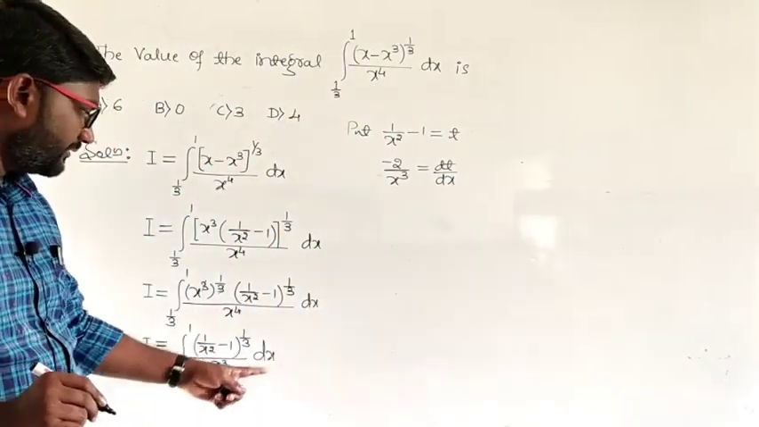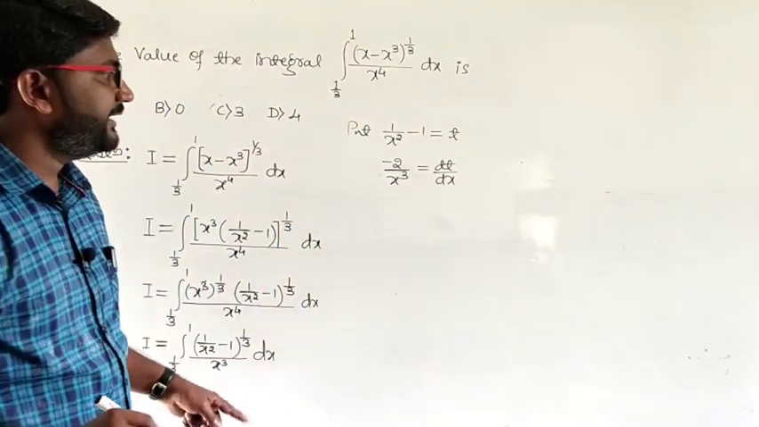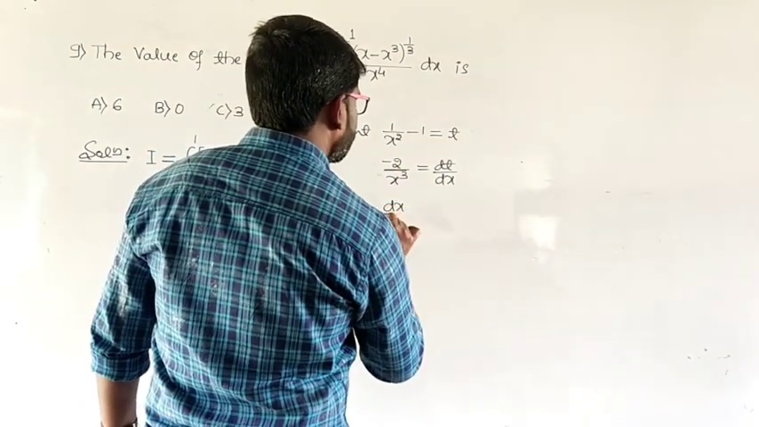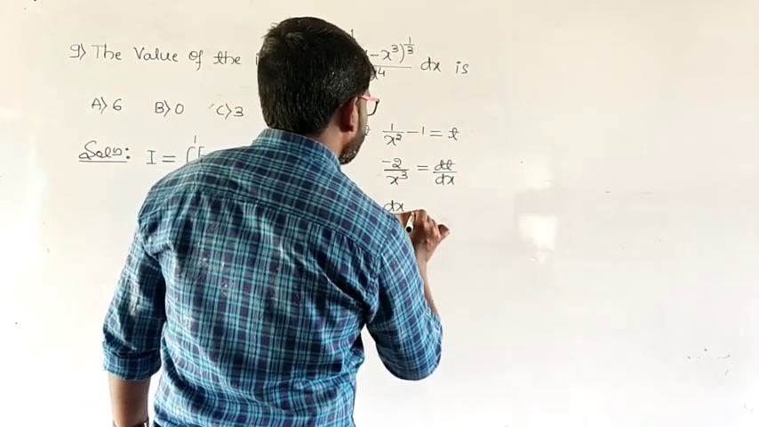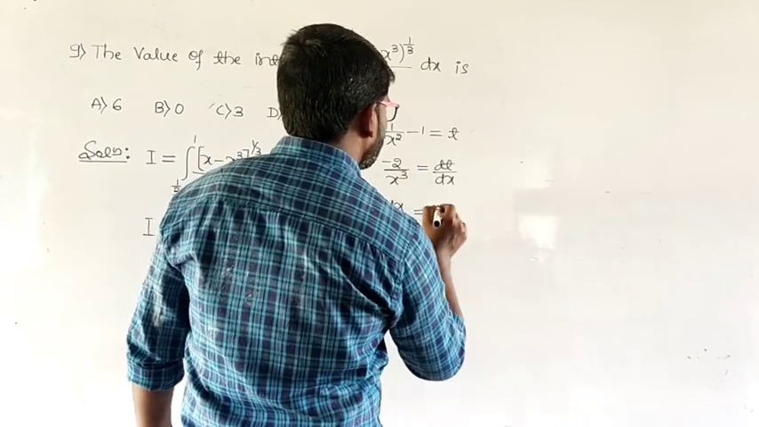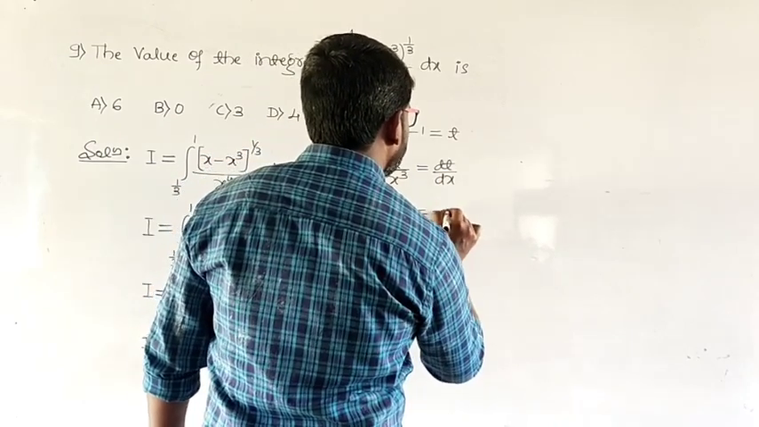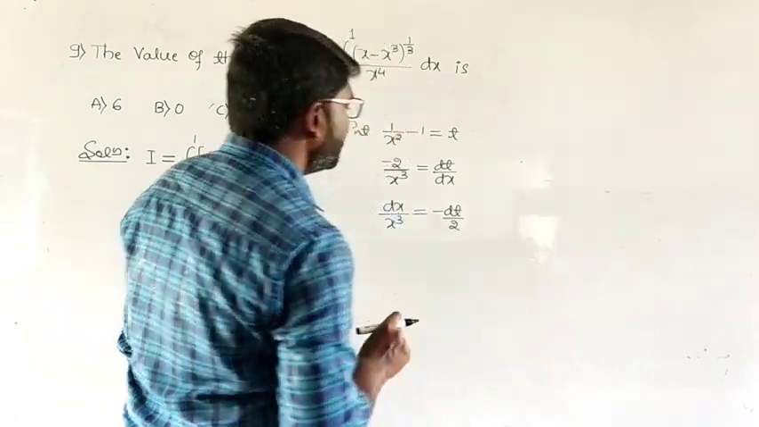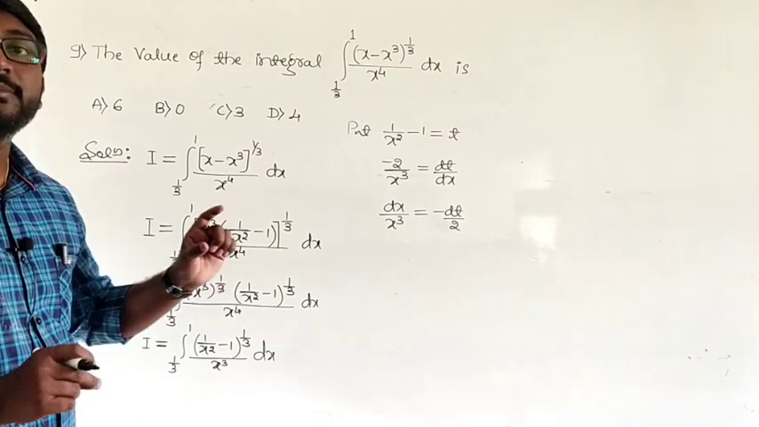But we need dx by x cube. We need dx by x cube. I take dx to the LHS. Dx by x cube, which is equal to, take minus 2 to the RHS, it becomes minus dt by 2. Minus dt by 2. Now we have to change the limits as well.